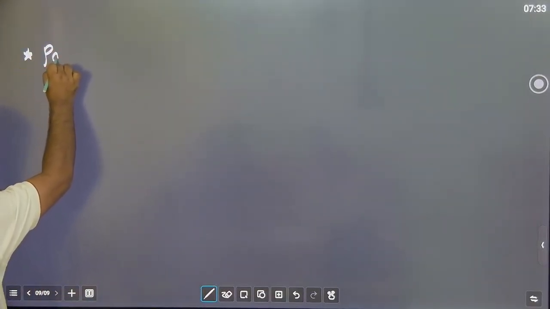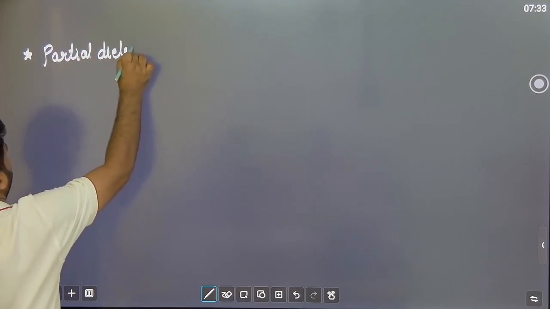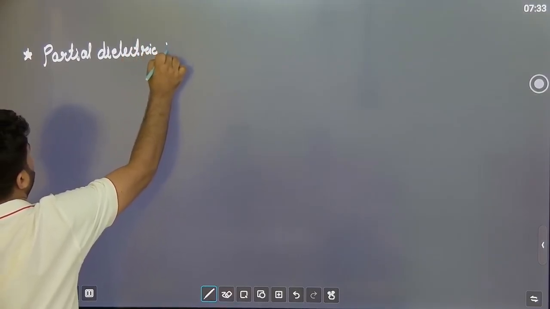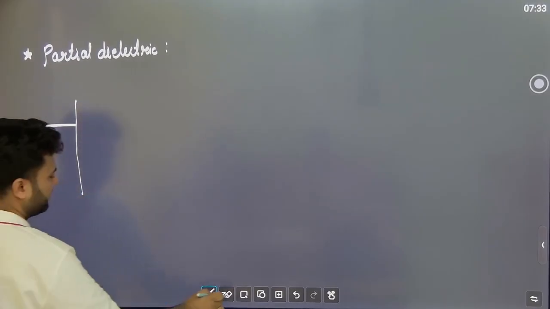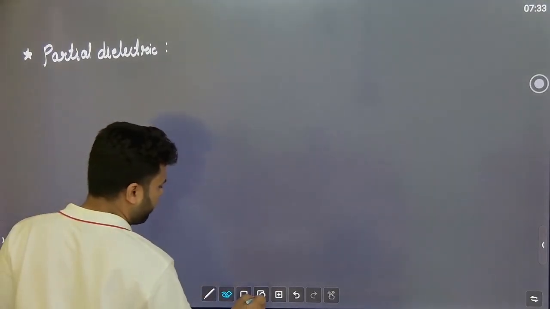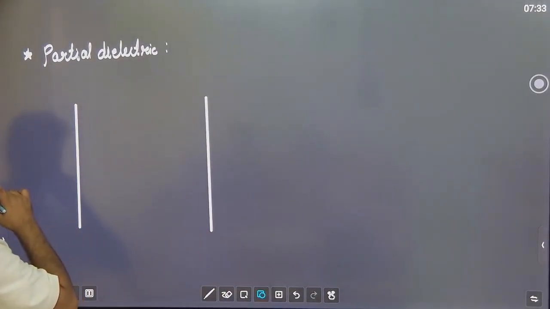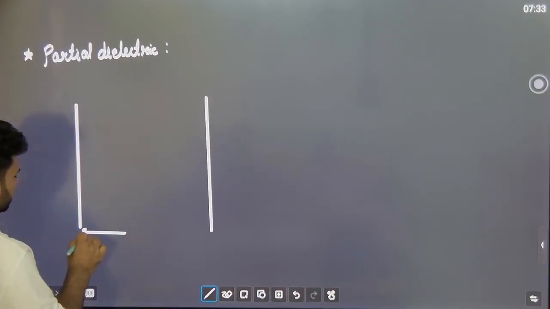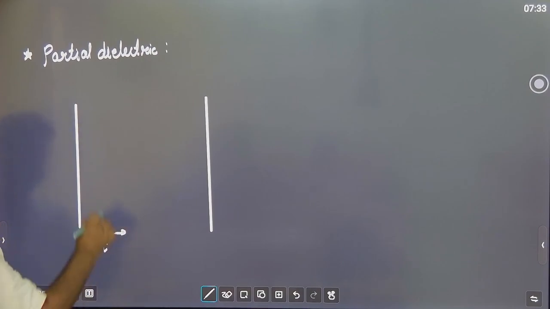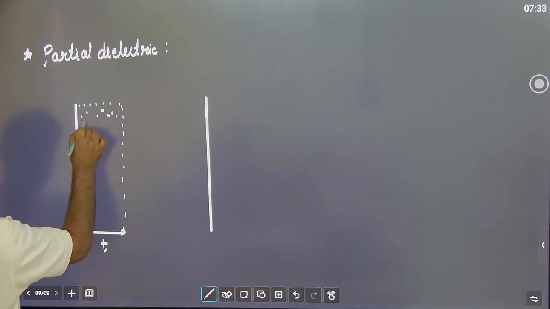One more thing they do, partial dielectric. Partial dielectric. Like what they will do now? This capacitor, this is one plate. This is one plate. Some thickness, some distance, they will put one medium, dielectric medium, not the complete, till here.